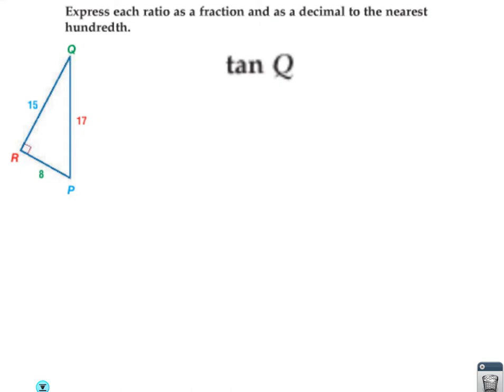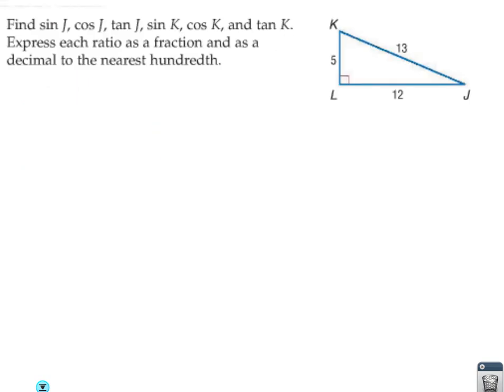Last one. Tangent of Q. Trace, tangent's the ratio, I believe, of opposite over adjacent, right? Find Q. And remind me, Trace, which one's opposite? 8. And which one's adjacent? Good. Everybody understand?